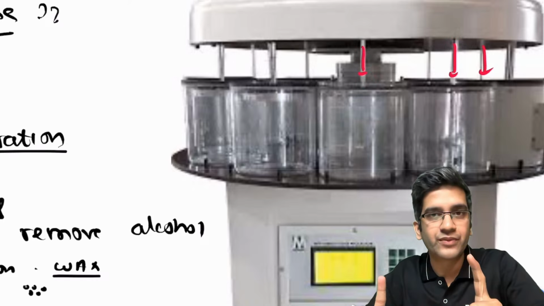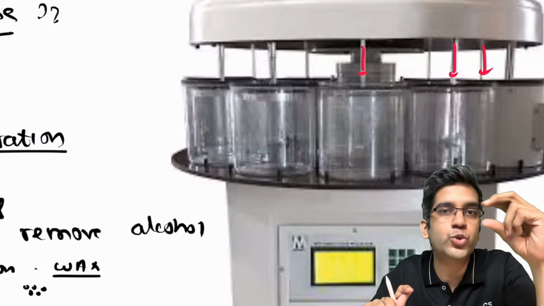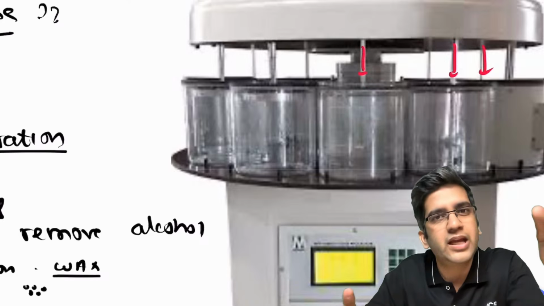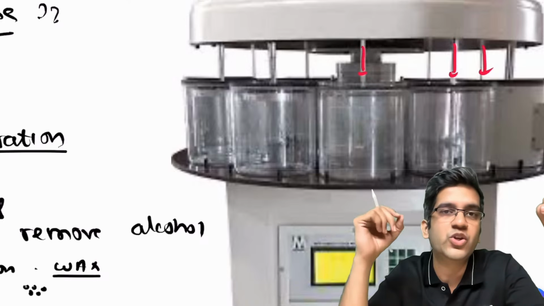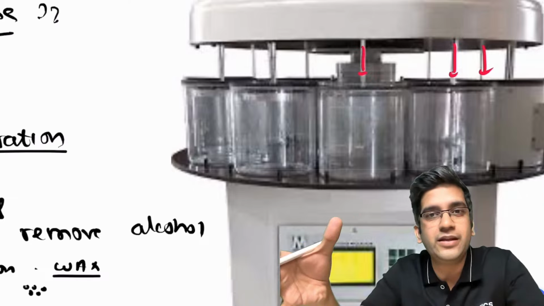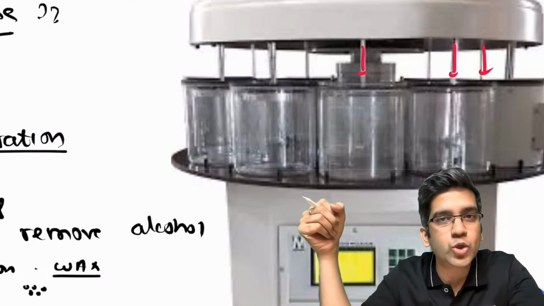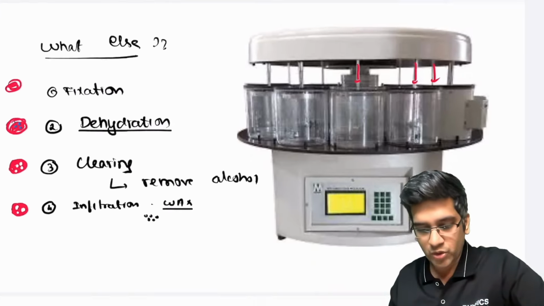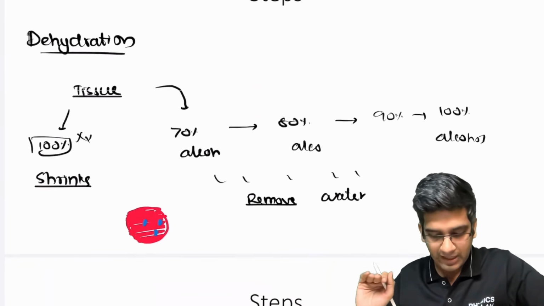The time is actually determined by how many tissues I put. In one basket, I can put many cassettes. If I have only one cassette, I can do it fast. We call it fast processing. If there are many, I need to give time for alcohol to go into every tissue and remove the water, right? So it might take time. So once that is done, now I have a problem.